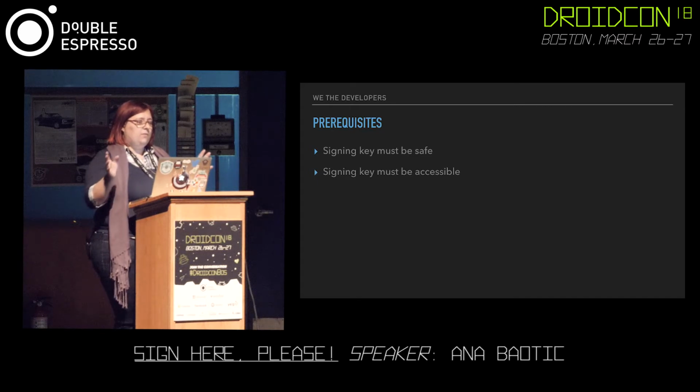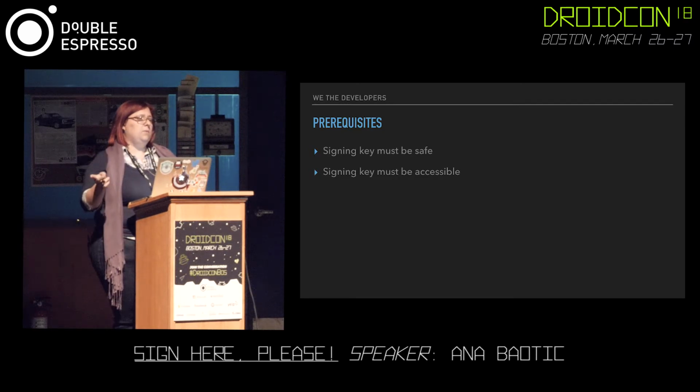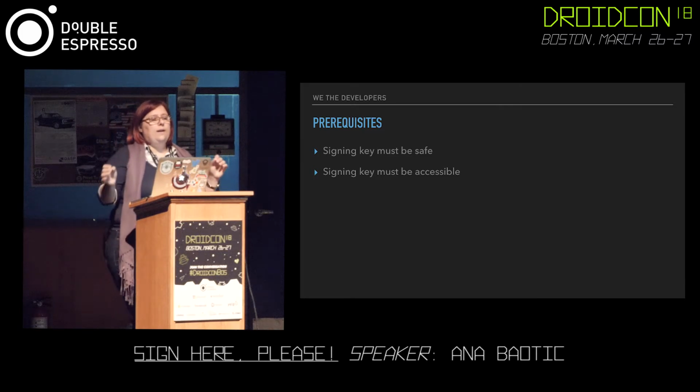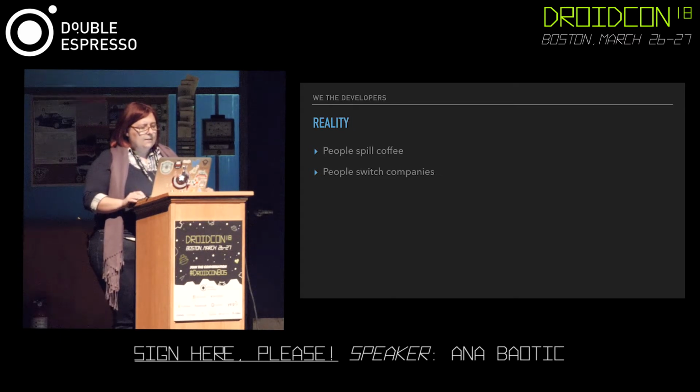Now, the prerequisites for everything to work fine are that the signing key, again, is safe and that it's accessible. Those two are kind of working against each other because the more accessible a key is, it's probably less safe because people have access to it. And the reality is that basically people spill coffee. I love coffee and I'm sure a lot of you love coffee too. And people switch companies. And you might wonder what this has to do with the whole process.